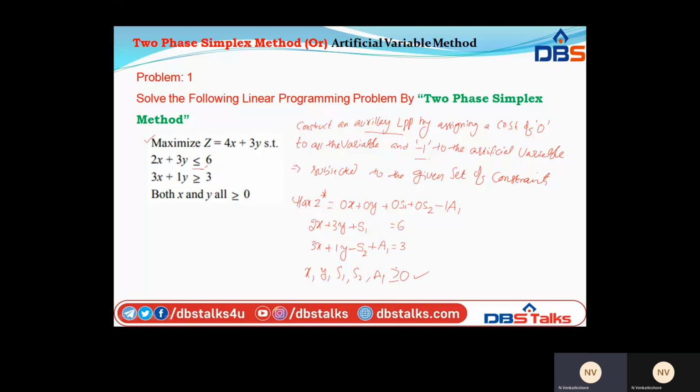This is also a very important point. Try to remember these. Now this is the LPP we need to solve by the simplex method. The simplex method we have already discussed in the previous classes. The same method is applicable here, but the only difference is we are making the original LPP into an auxiliary LPP, which has only 0 coefficients.